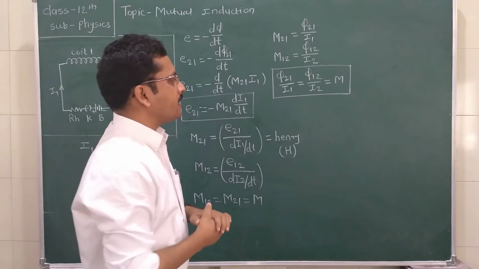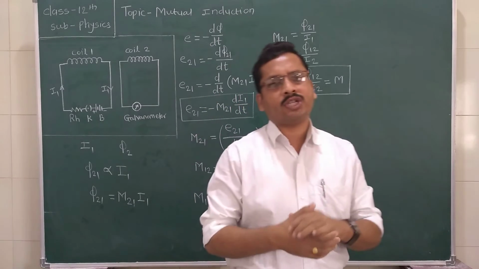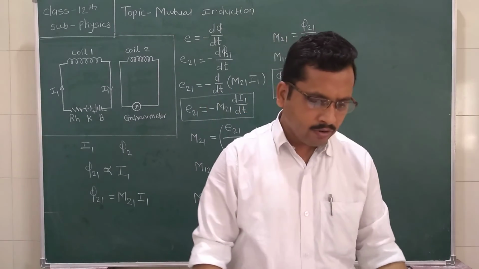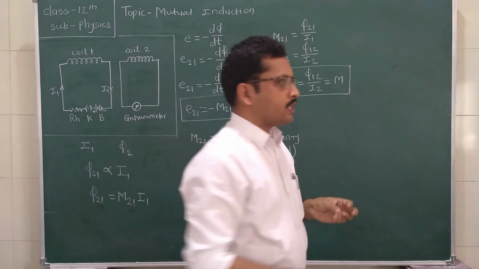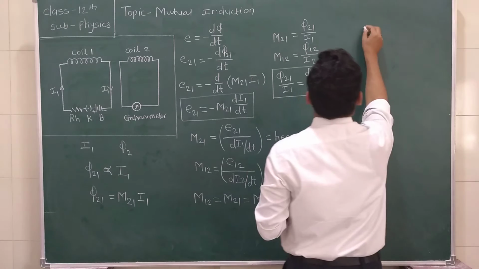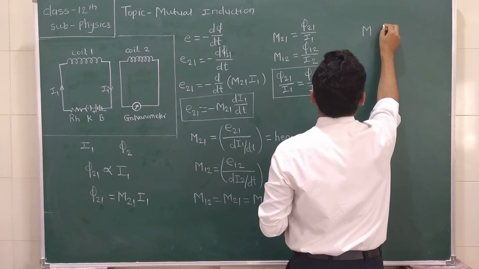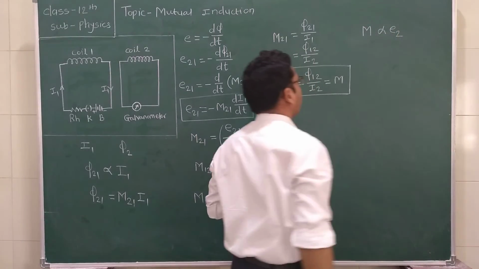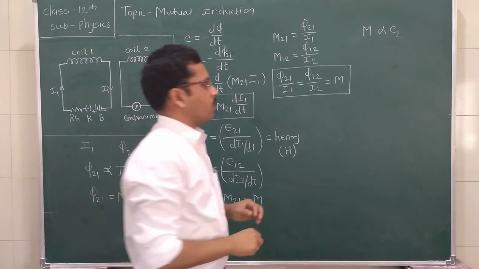We can find a simple equation for the coupling constant. For finding it, we know that the mutual induction, or the coefficient of mutual induction, is proportional to the EMF induced in the second coil.